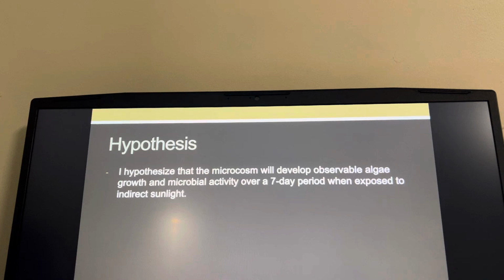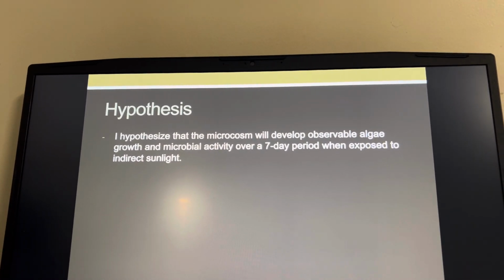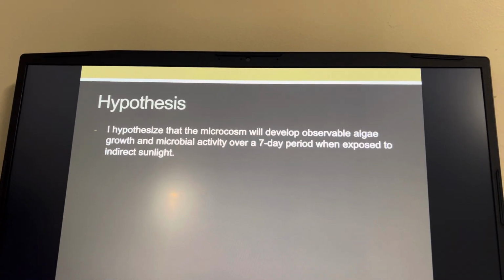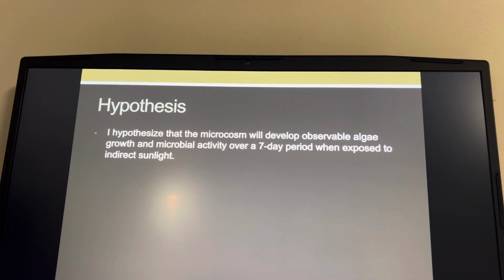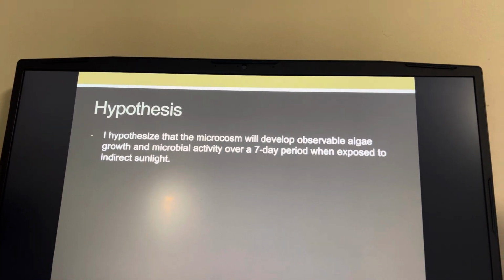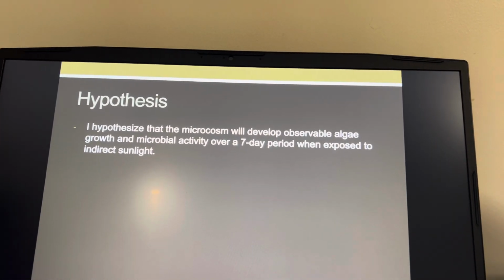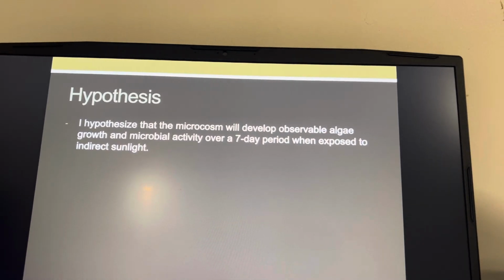For this experiment, I hypothesized that the microcosm would develop observable algae growth and microbial activity within 7 days when exposed to indirect sunlight. This hypothesis is based on the expectation that light would promote photosynthesis and that organic materials in the microcosm would support microbial activity through decomposition.